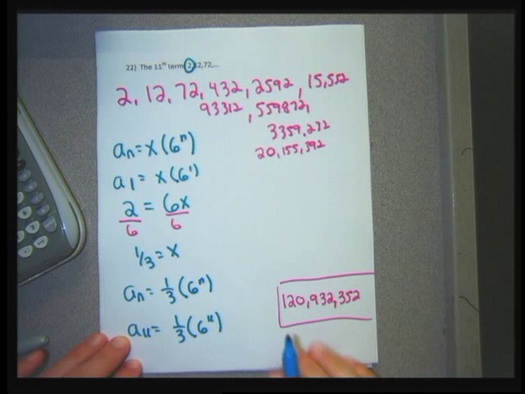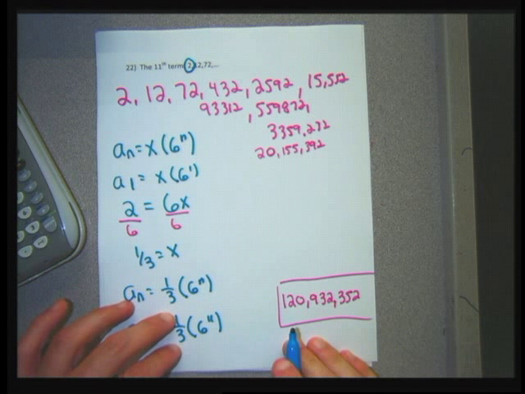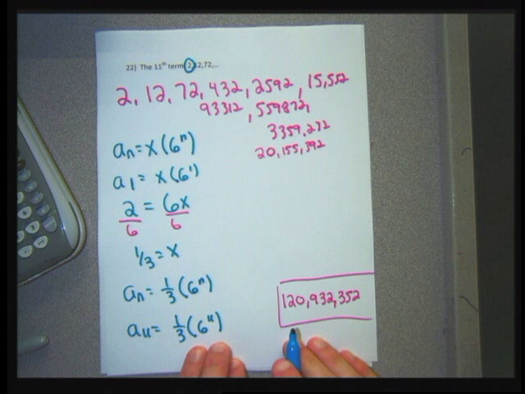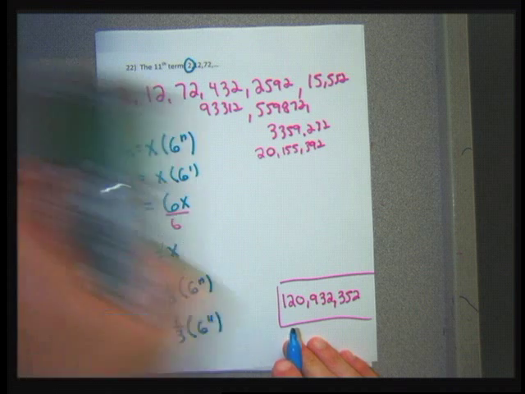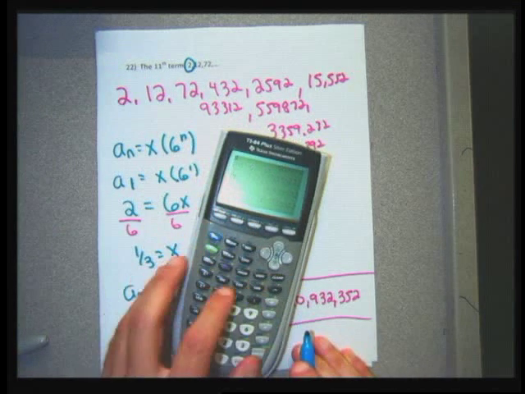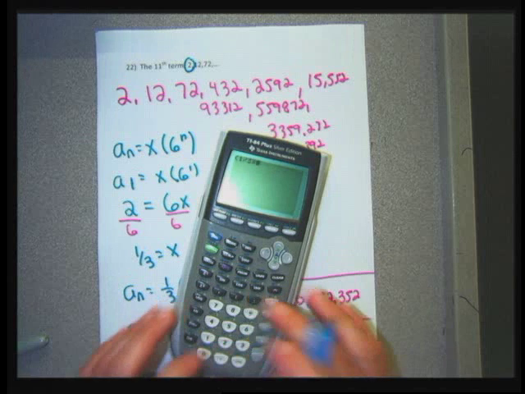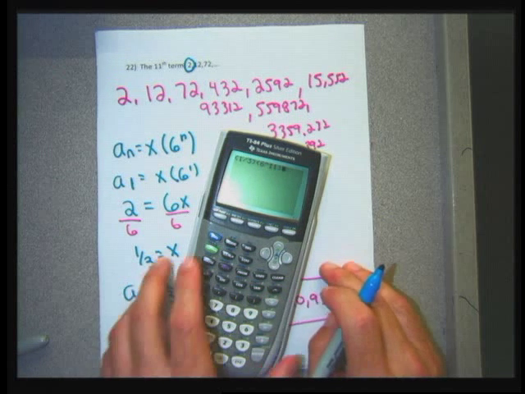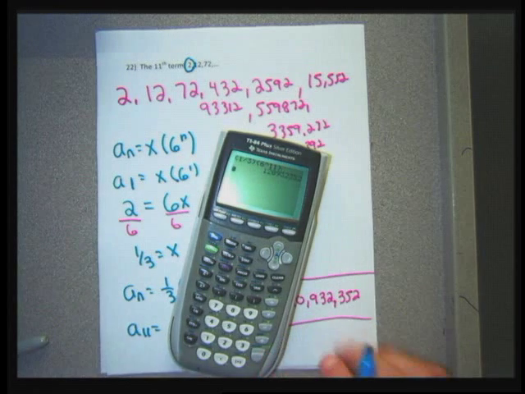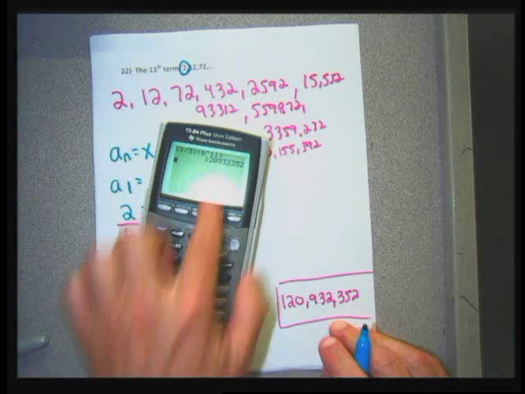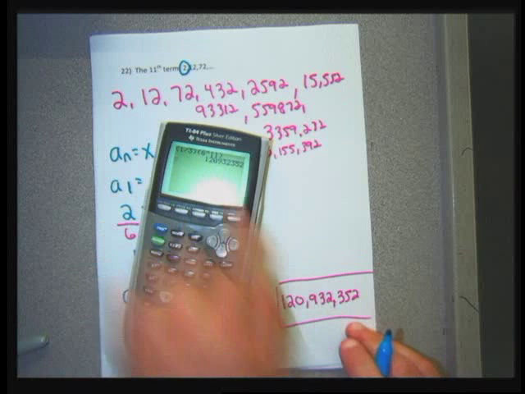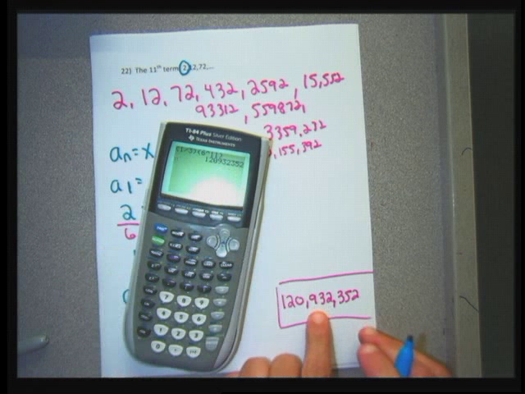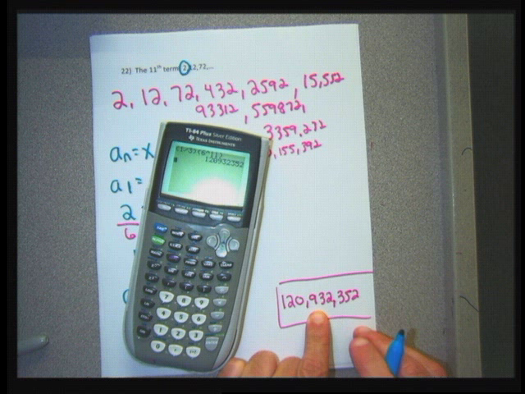When I use my calculator, I'm going to put the 1/3 in a parentheses and the 6 to the 11th in a parentheses just to be safe. So now I'm going to go parentheses 1 divided by 3 and then parentheses 6 upper 11. So that's essentially what I needed to do. And if you look at this number, 120932352, and that number, 120932352, they're the same.